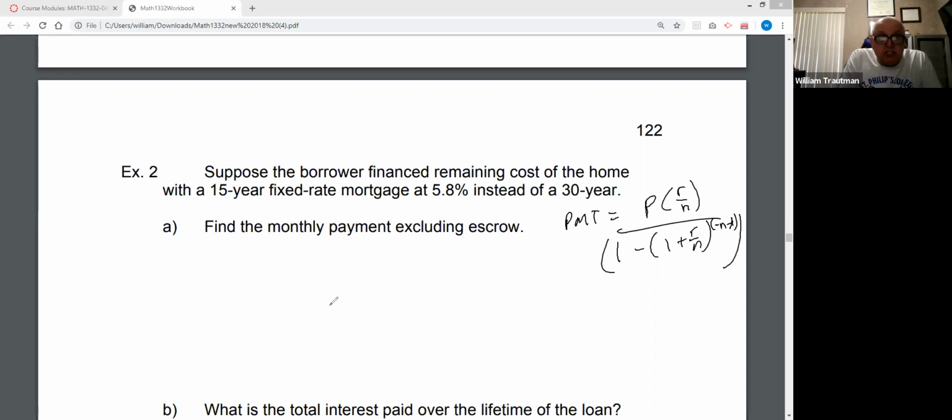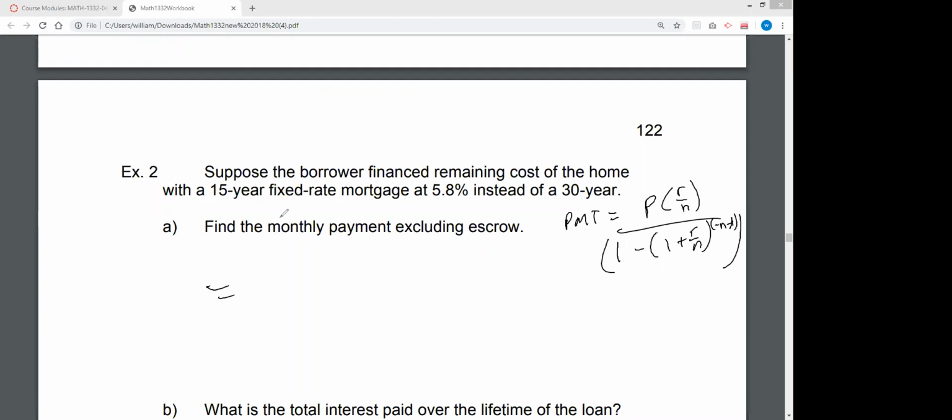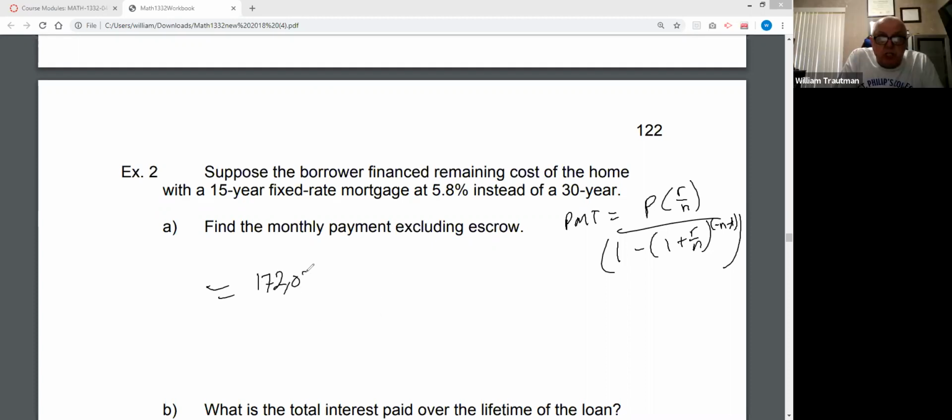So we're going to put this in here, the principal. Suppose a borrower finances the remaining cost of the home with a 15-year, what remaining cost? Oh, we're still talking about the last problem. Is that 172? Correct. Okay, let's use 172,000. That's how much we owe. This is actually a good point to show you the difference between a 30-year payment and a 15-year payment.